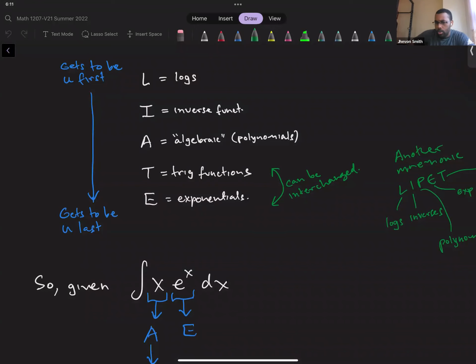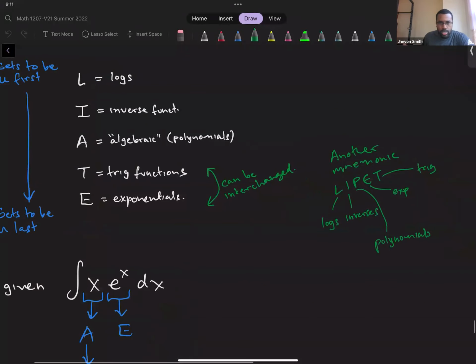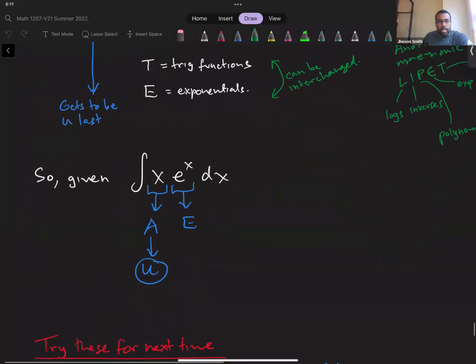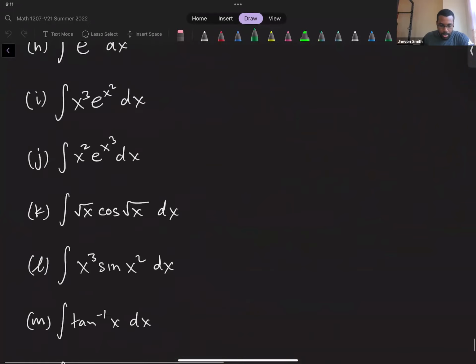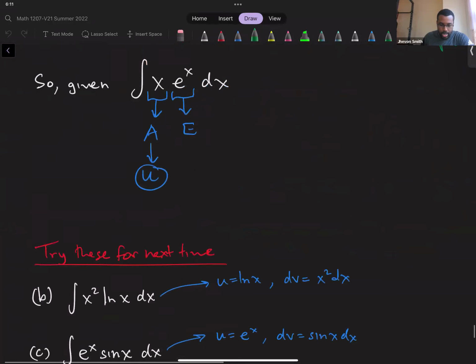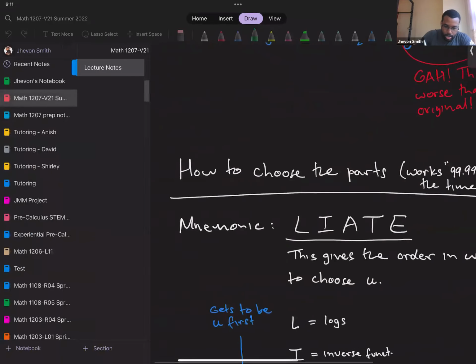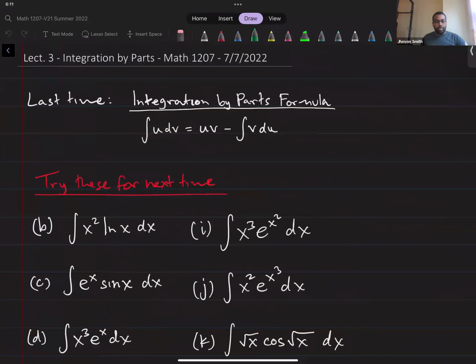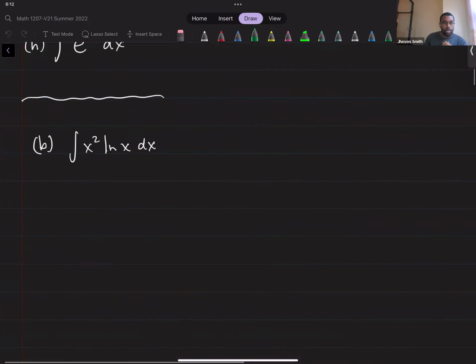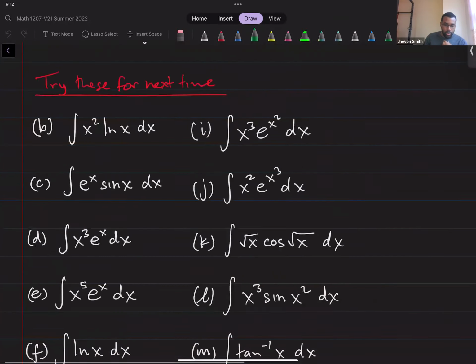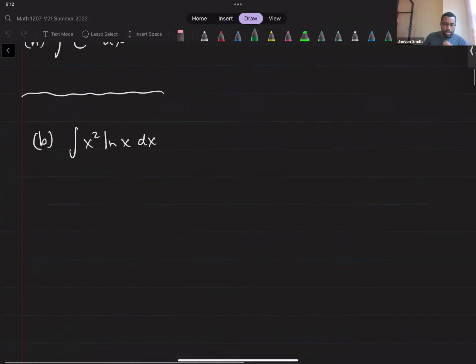But LIPET is another one that you might have heard. It's essentially for the same reason: it helps us know how to choose the parts in an integration by parts problem. So we did that, and I left a bunch of things for you to try for next time. That brings us to today's lecture, lecture 3. Last time we looked at the integration by parts formula. I asked you to try these for next time, and that's what we're going to do. So we're going to jump right in with part B.